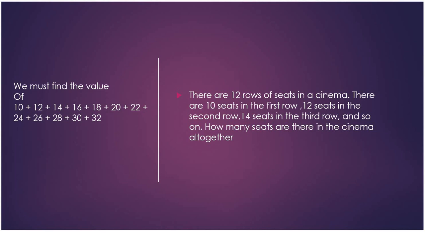a difference of 2, right? Added by 2: 10, 12, 14, 16. And I knew I have to continue adding 2 to my numbers till I get 12 numbers in my number sequence, right? So now I give you 2 minutes. Use the Gauss method to add all these numbers together. 2 minutes.